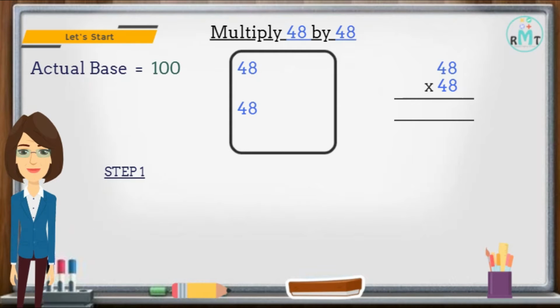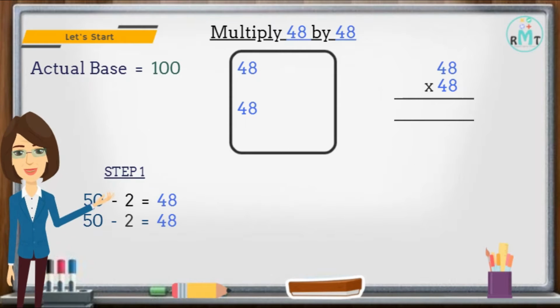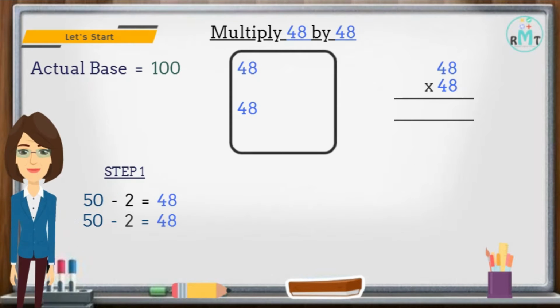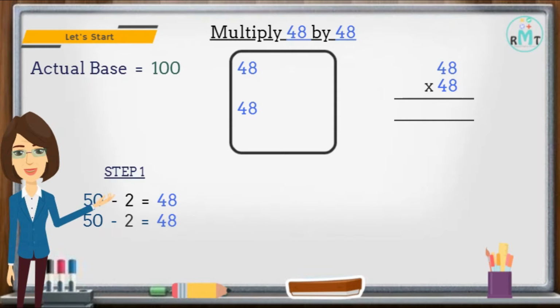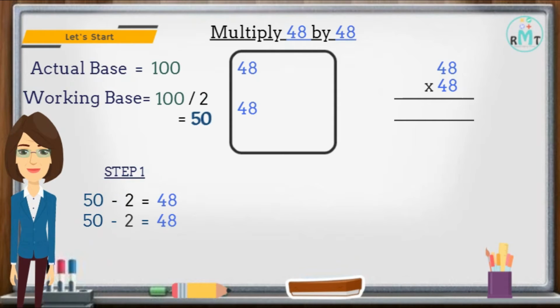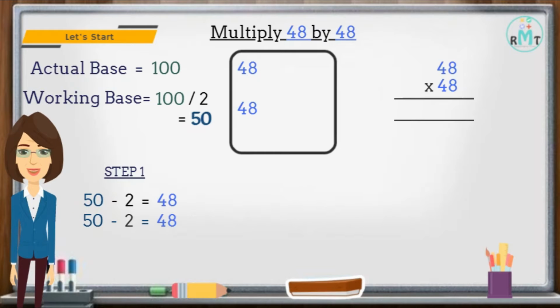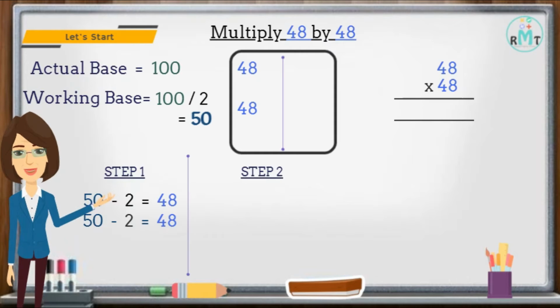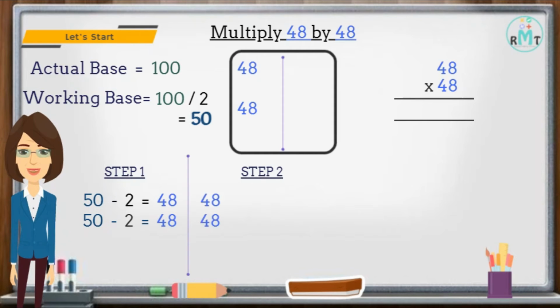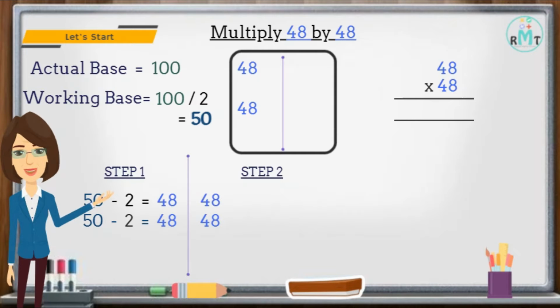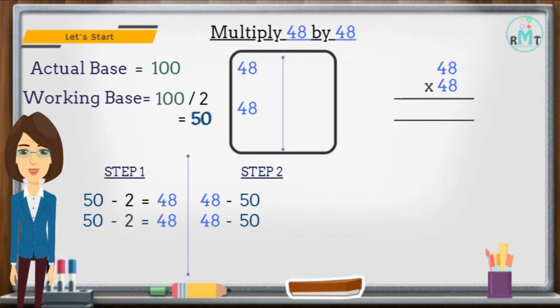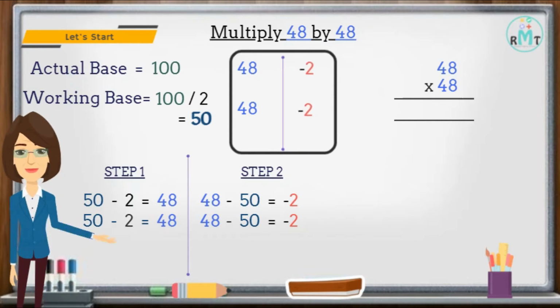Step 1. Both the numbers are close to 50. So, our working base is 50, and all calculations are done with respect to 50. Step 2. Subtract 48 from the base number, which is 50. Next, the difference between 48 and 50 is minus 2.